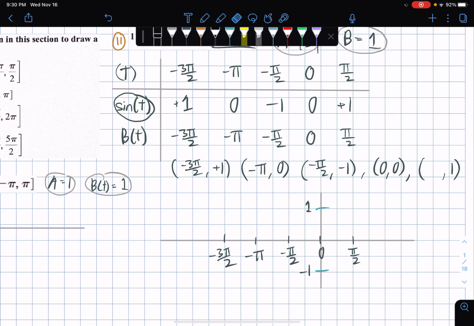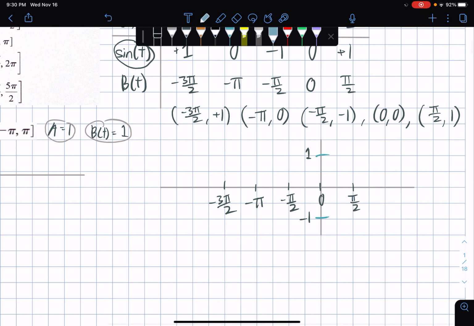Alright, so now that we have these, we can point them out in the graph. Apparently we already have the illustration. You just have to plot the points. So for negative 3 pi over 2 and plus 1, it's over here. Negative pi and 0 is here. Negative pi over 2 and negative 1 is over here. 0, 0, the point of origin, and pi over 2 and 1 over here.